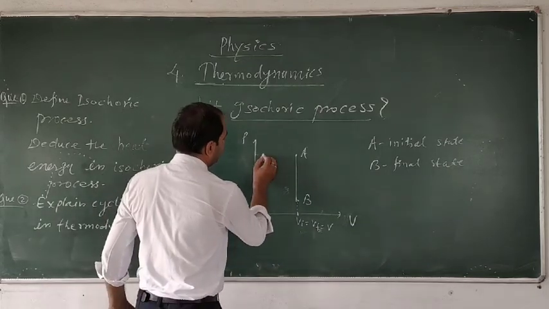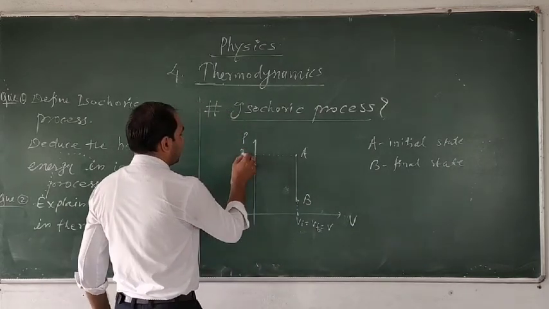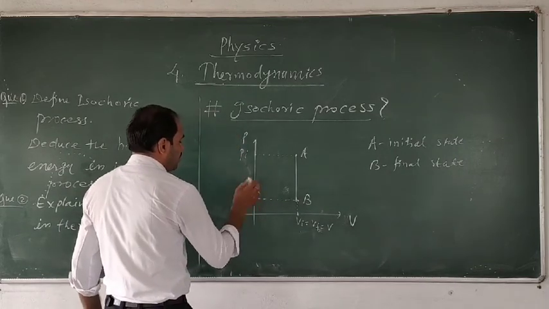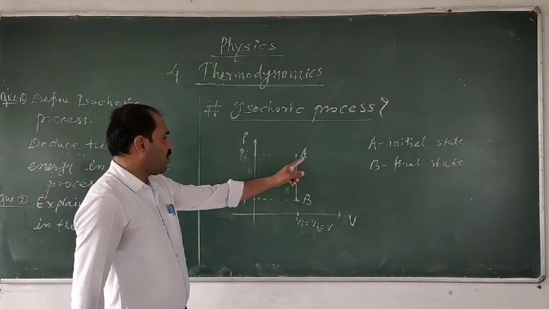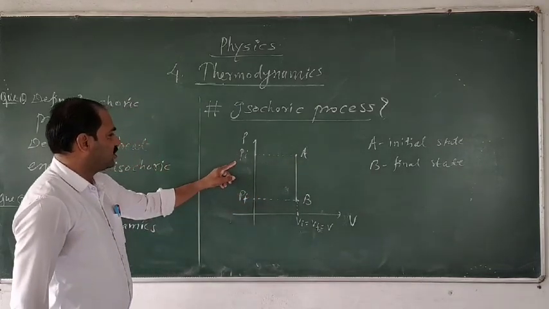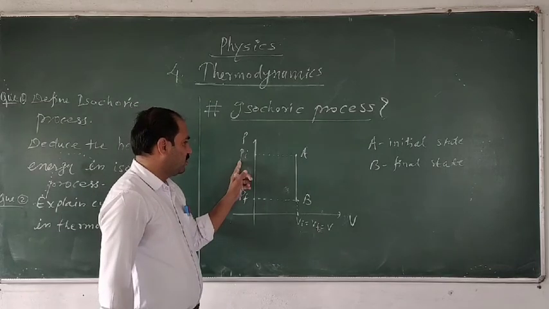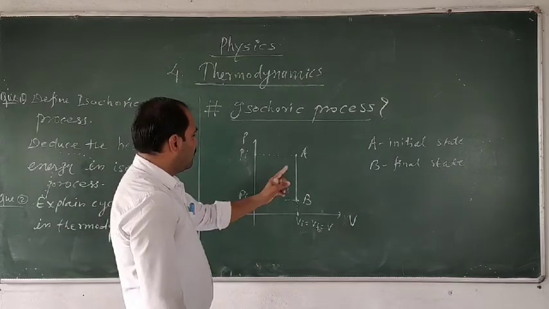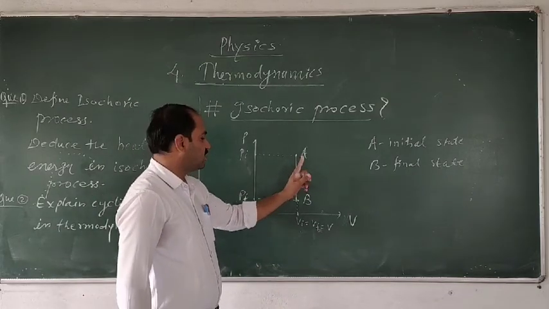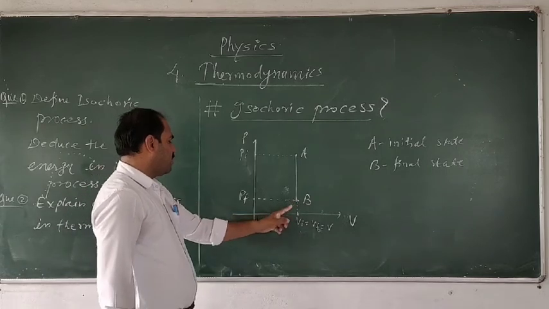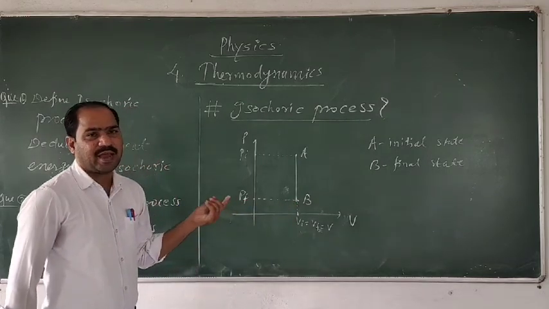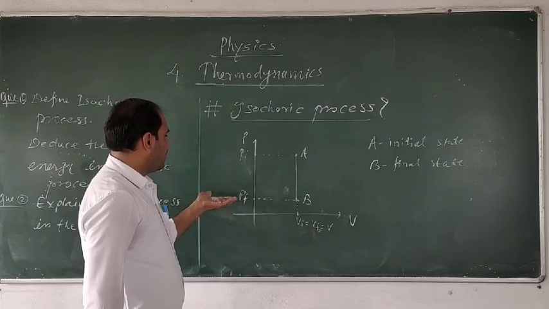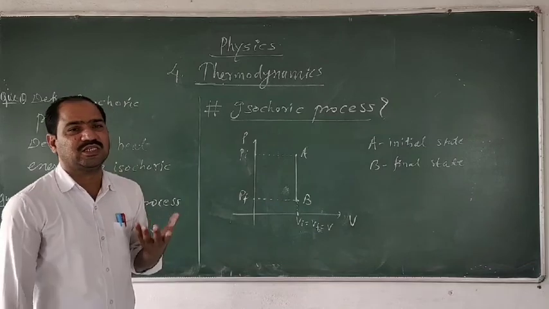But at the initial point of this system, pressure is Pi, but at the final state, pressure is Pf. It means at point A, the pressure of the ideal gas is Pi, the initial pressure. When the system undergoes change, there is no change in the volume, but the system changes its initial state to the final state at point B, and at point B, the pressure is Pf, the final pressure. So the change in the pressure is final minus initial, Pf minus Pi, and delta P is the change in the pressure.